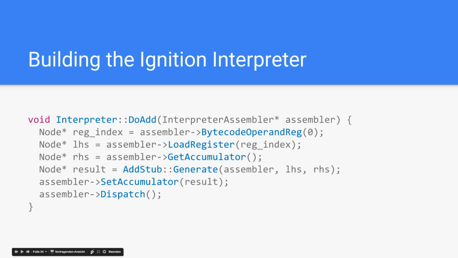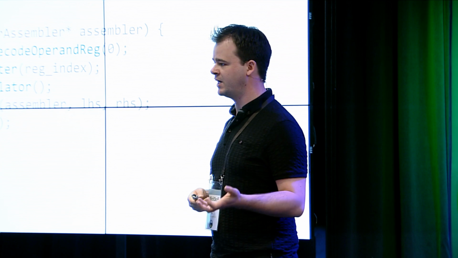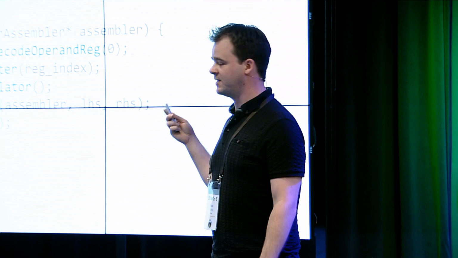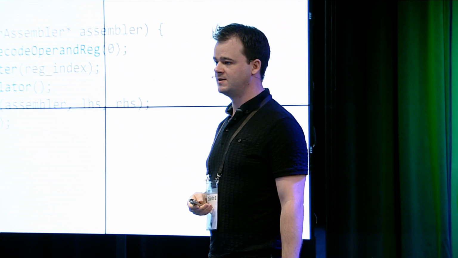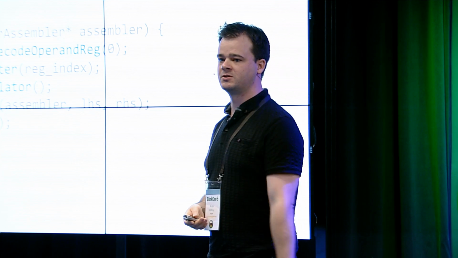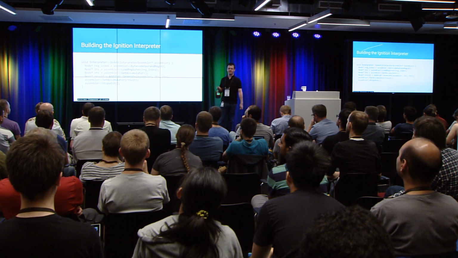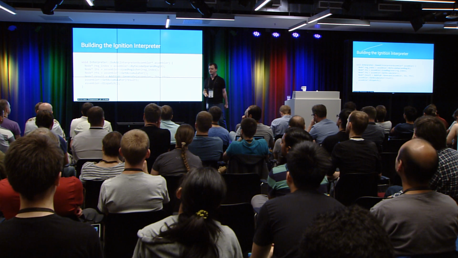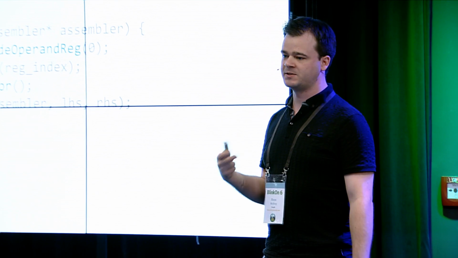We then load that register, and we get back a TurboFan node that represents the value that that load would have had. We want to get the accumulator. That gives us another node. And then we feed them both into the add stub, which generates code to do the add operation in JavaScript. And then we set the result of that operation in the accumulator, which gives it to any of the other bytecodes succeeding us. Finally, we dispatch to the next bytecode.